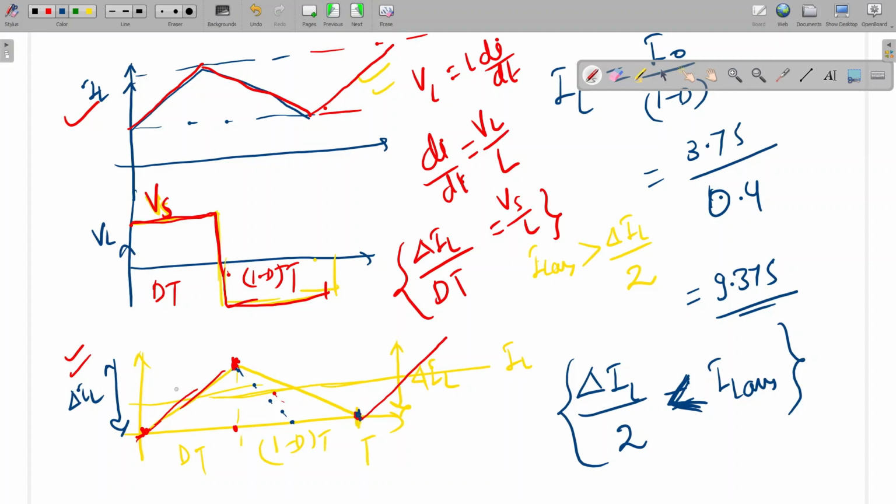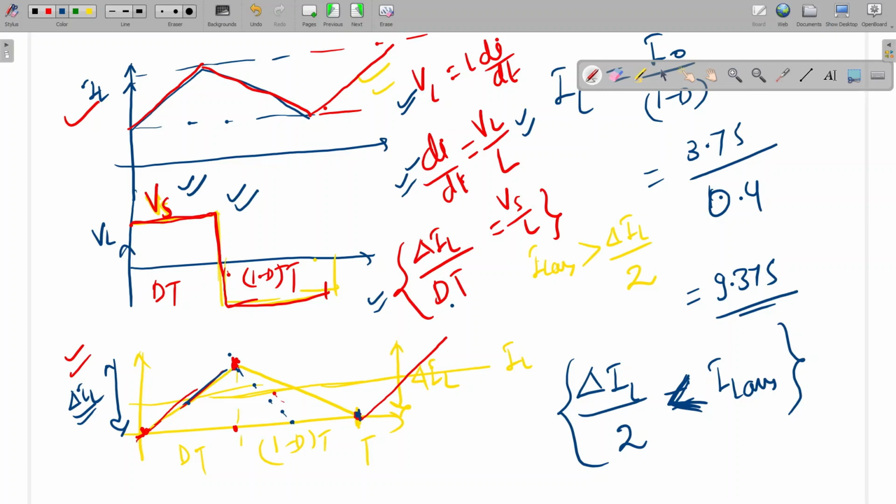So I'm going to calculate the boundary condition. In this formula, VL is equal to L di by dt, so di by dt is equal to VL by L. I am going to apply this during the on duration. This is just the boundary condition. Di by dt means y2 minus y1, so this is delta IL. Dt means t2 minus t1. So delta IL by dt should be equal to VL by L. During this condition, VL is Vs.